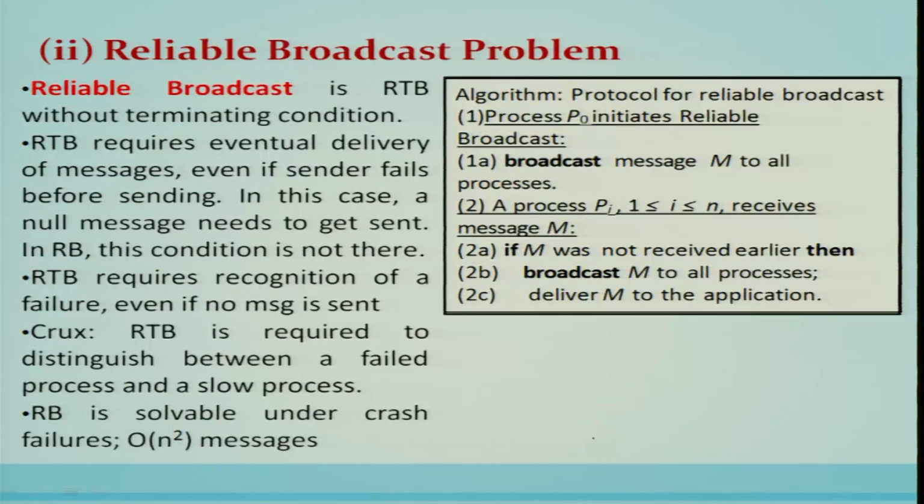The next problem is called the reliable broadcast problem. Reliable broadcast is without the terminating condition. Terminating reliable broadcast requires eventual delivery of the message even if the sender fails before sending it. In this case, the null message needs to be sent. In reliable broadcast, this condition is not there. Terminating reliable broadcast requires recognition of the failure even if no message is sent. It is solvable under crash failure with the order of n square.